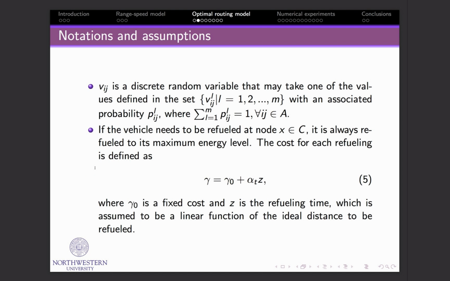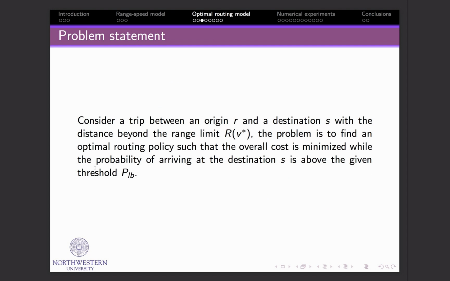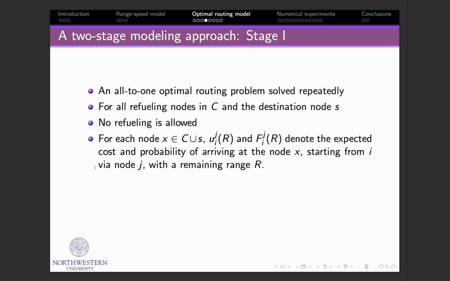So now here is the problem. Consider a trip between an origin and a destination S with the distance beyond the range limit RV star. The problem is to find an operating policy such that the overall cost is minimized, while the probability of arriving at the destination S is above the given threshold, PLB. So we divided this problem into 2 stages.